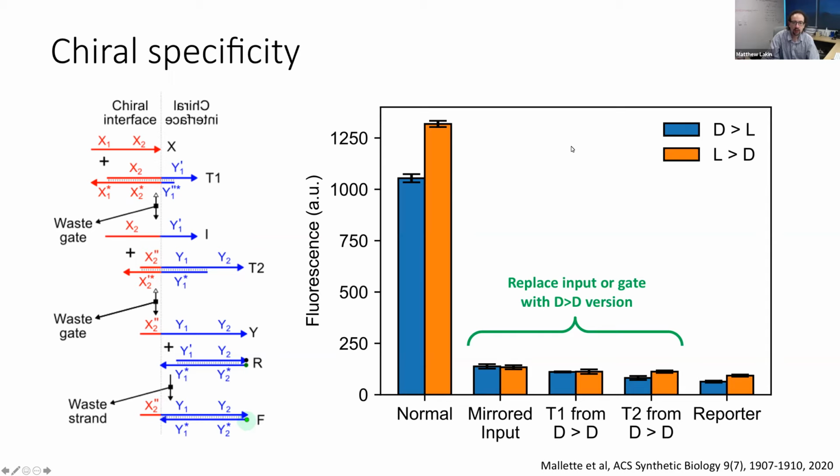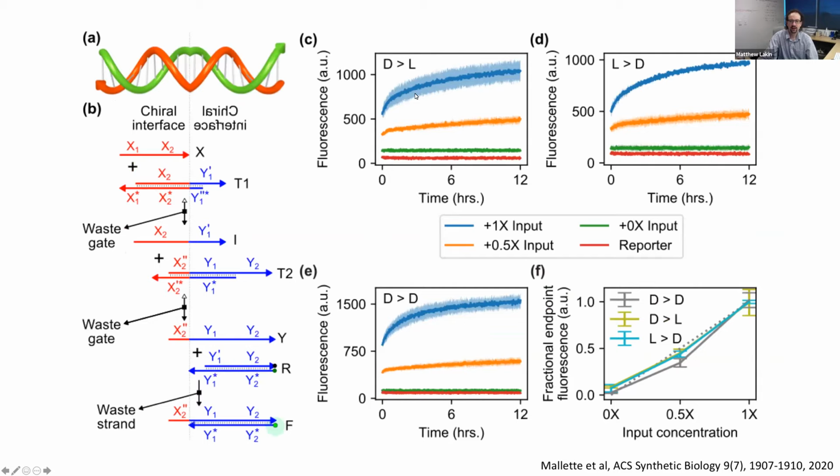So, to answer the question, the difference between these two, D going to L and L going to D, is that they are basically the same, as you can see here. The absolute numbers are slightly different because the L and D reporters were synthesized by different companies, so they're not quite the same in terms of fluorescence kinetic characteristics. The one that's different is the one that doesn't have the chiral interface.